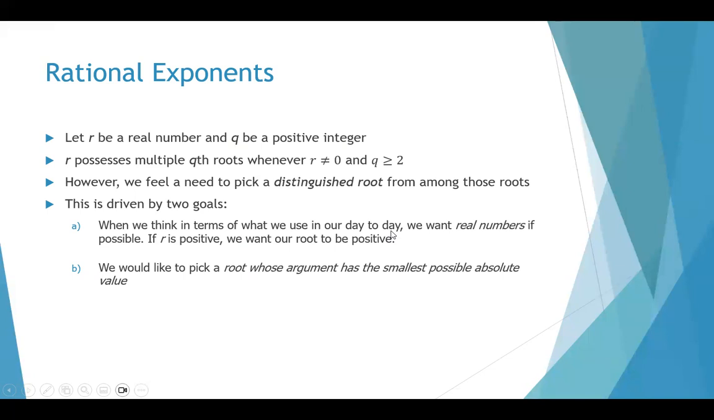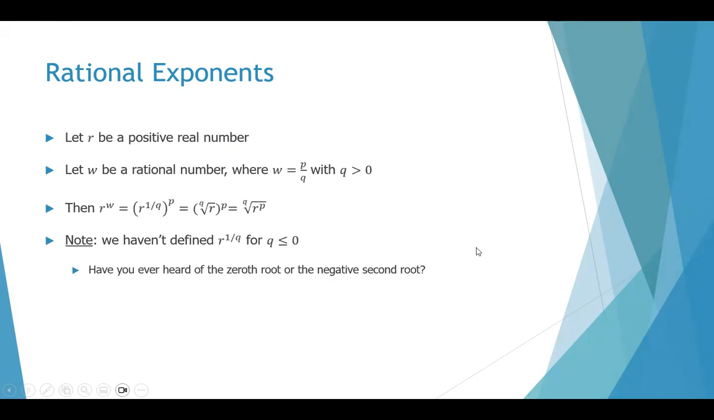When we think in terms of what we use in our day-to-day, we want real numbers if possible. If r is positive, we want our root to be positive. We would like to pick a root whose argument has the smallest possible absolute value. I should note that, let's see, not yet.